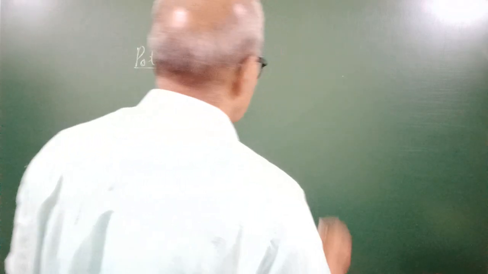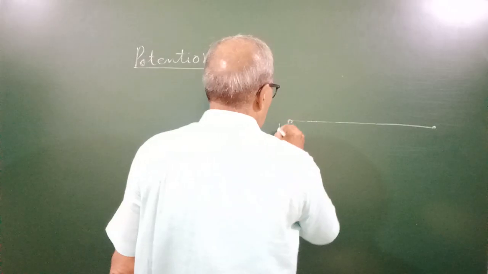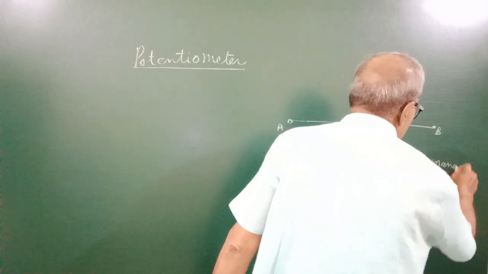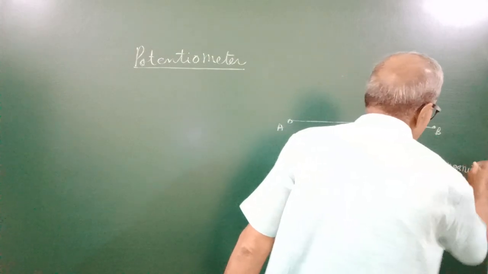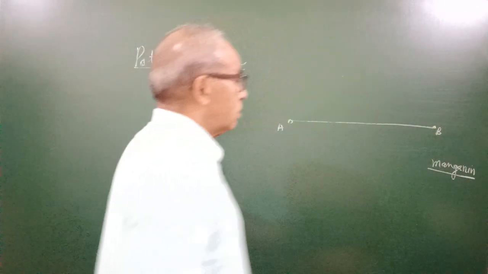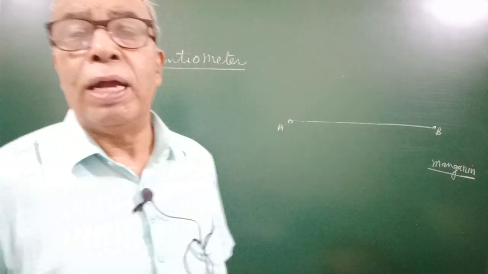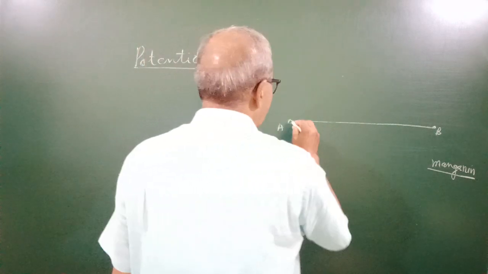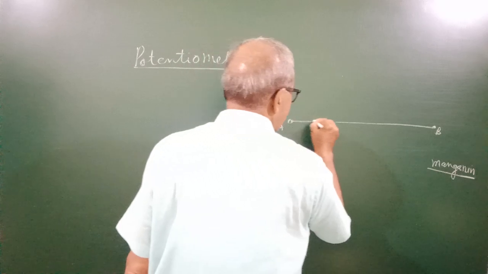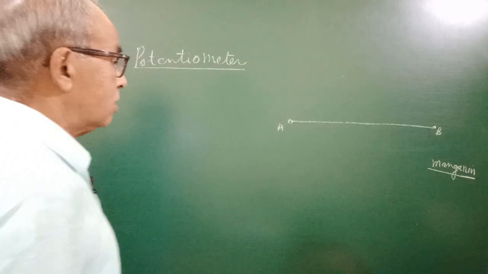Potentiometer is simply a long wire, a long wire of an alloy like manganese. Please note this, manganese alloy. I told you why it is there: because the resistance of manganese does not increase significantly when temperature rises. Why does the temperature rise? Because here current will go on passing continuously. It has some resistance, so due to the heating effect, the temperature of wire AB may rise.